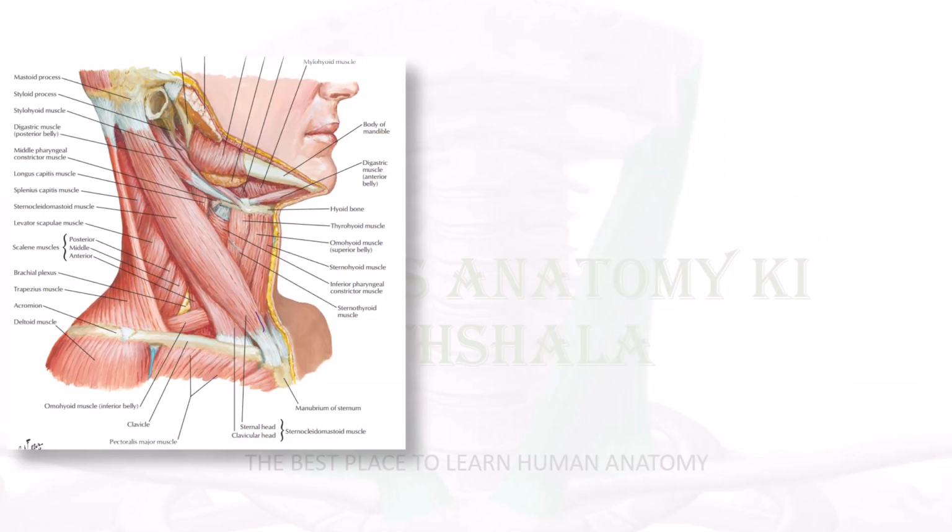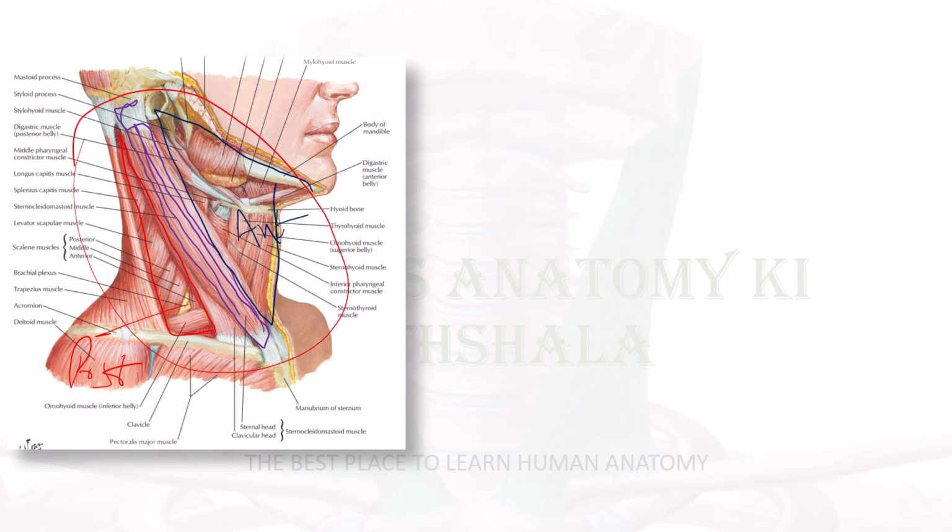Why is the sternocleidomastoid muscle the key muscle? Because this muscle mainly divides the anterior lateral surface of our neck into two parts. Anterior to this is the anterior triangle and posterior to this is the posterior triangle. और neck के सारे structures, major structures हम इन triangles में पढ़ते हैं. So the major structures present in the neck are divided into two parts with the help of this muscle. That's why this muscle is known as the key muscle.